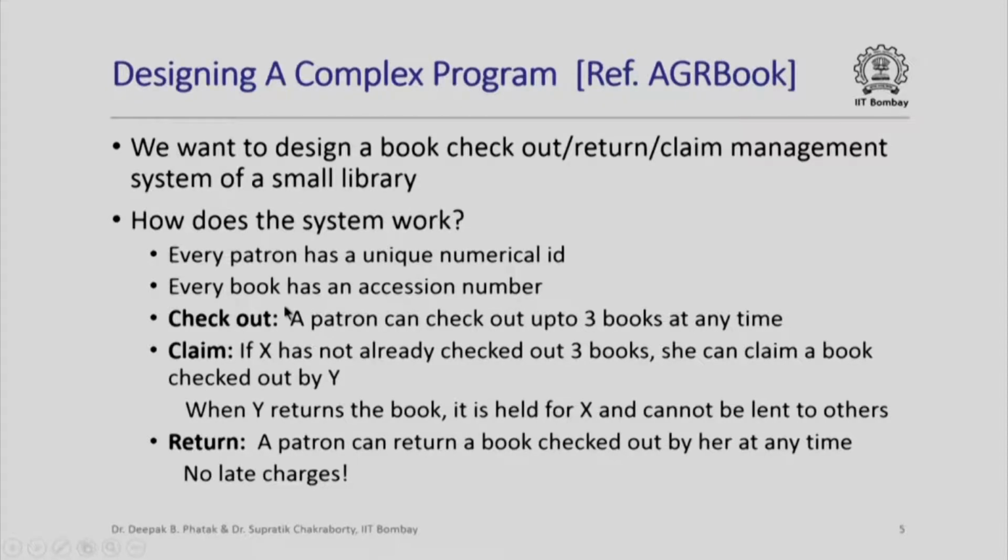A patron can check out a book and she can check out up to 3 books at any time. If patron X has not already checked out 3 books, she can claim 1 book and at most 1 book, which might have already been checked out by another patron Y. What does this mean? If patron X places a claim for a book that is currently checked out by Y, it means that when patron Y returns the book, it is going to be held for patron X and not lent to others. And of course, a patron can return a book that she has checked out sometime earlier.